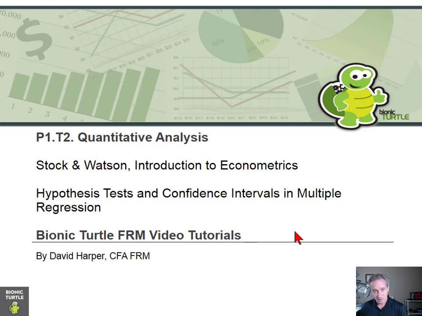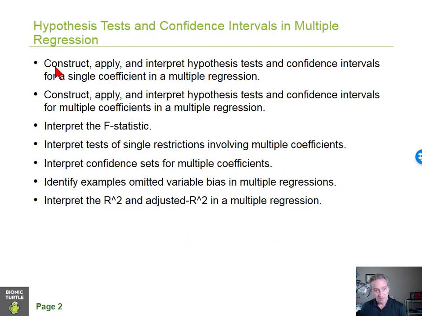In terms of the learning objectives that GARP has assigned, we have the following. These first two look similar, except the difference is a single coefficient and multiple coefficients. So this first learning objective asks us to construct, apply, and interpret hypothesis tests and confidence intervals for a single coefficient in a multiple regression. And then the second one is for multiple coefficients in a multiple regression.